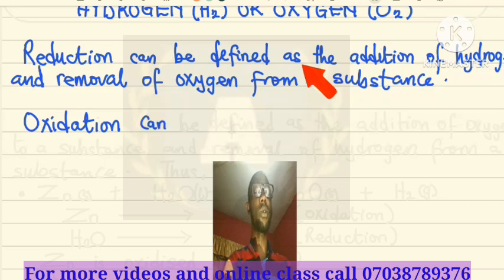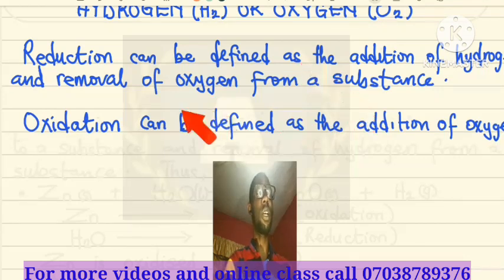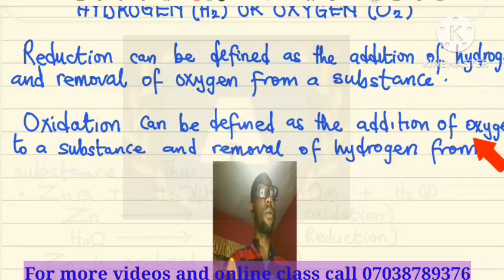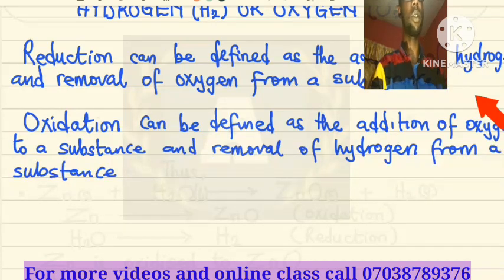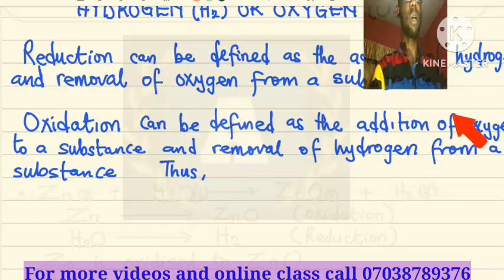Now we can define oxidation as the addition of oxygen. So the reactions that involve the addition of oxygen are oxidation. Oxidation is defined as the addition of oxygen to a substance and removal of hydrogen from a substance. So oxidation has to do with addition of oxygen and removal of hydrogen. Now let's look at this example.